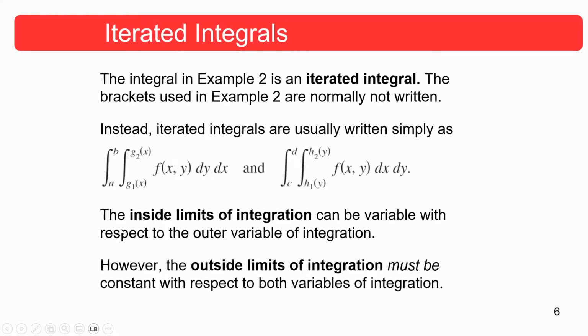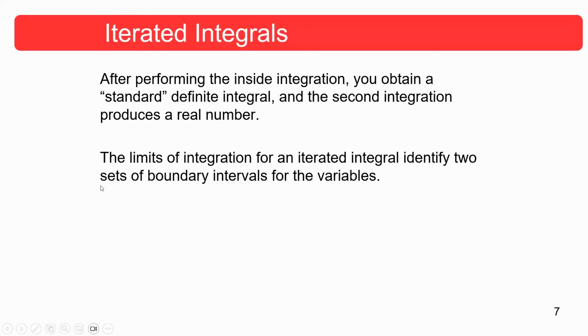It says here, the inside limits of integration can be variable with respect to the outer variable of integration. However, the outside limits of integration must be constants. So the first limits can be variables, but the last, or outer, limits should be constants. After performing the inside, you should obtain a standard definite integral. And the second integration produces the constants, or the final answers, the real numbers.